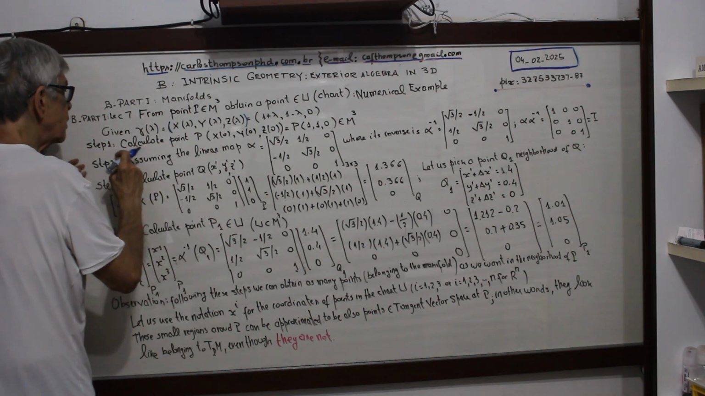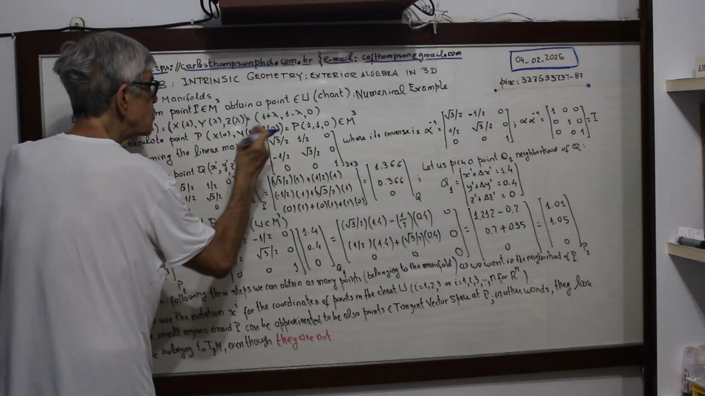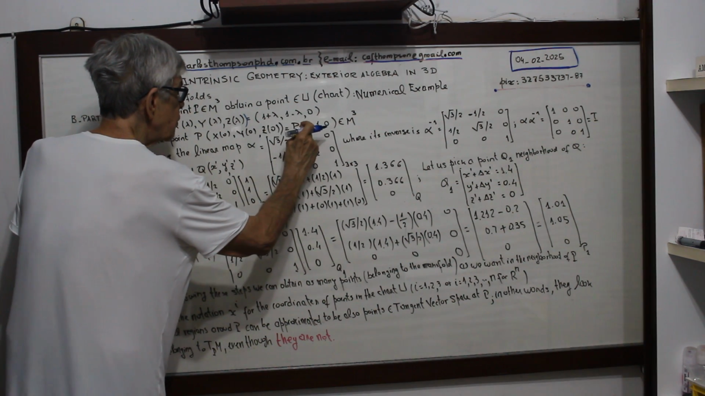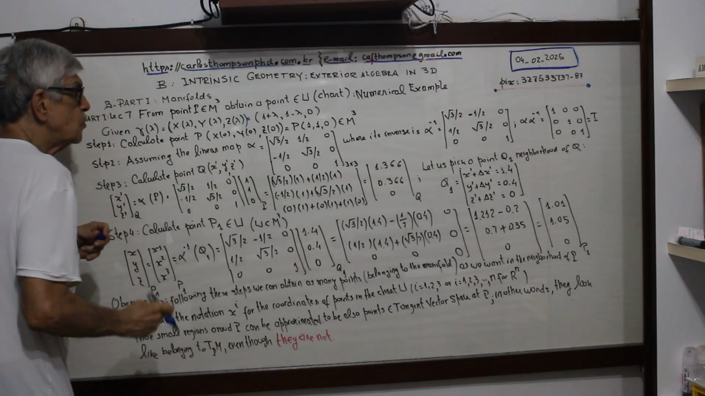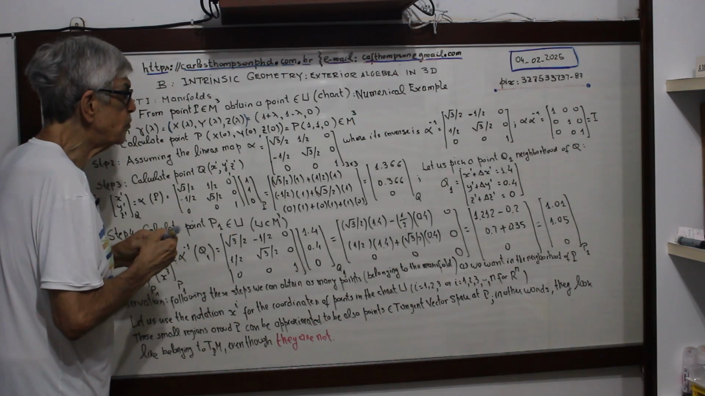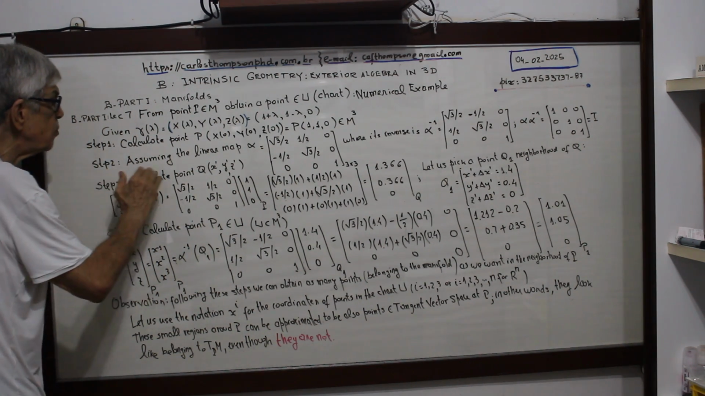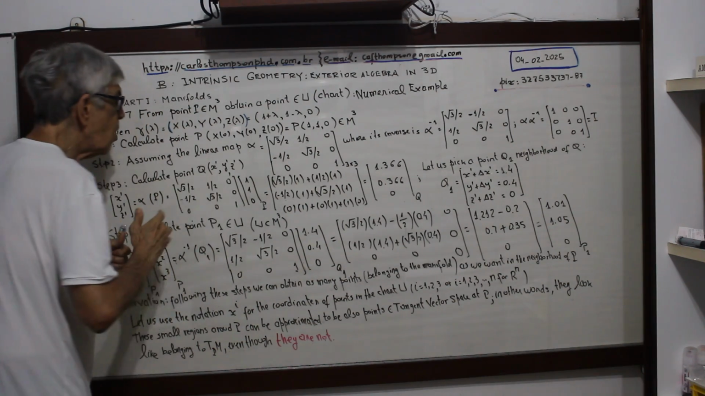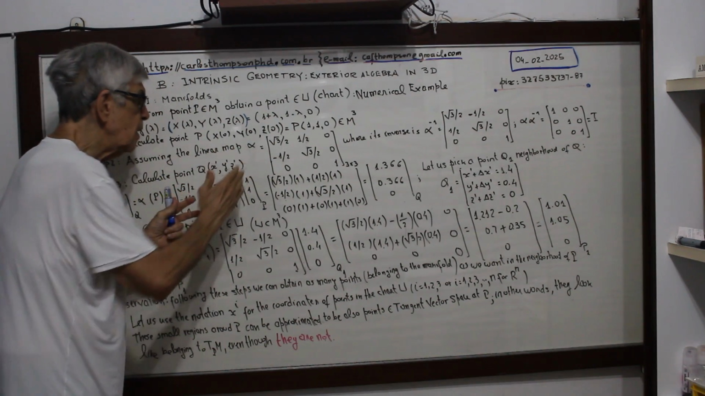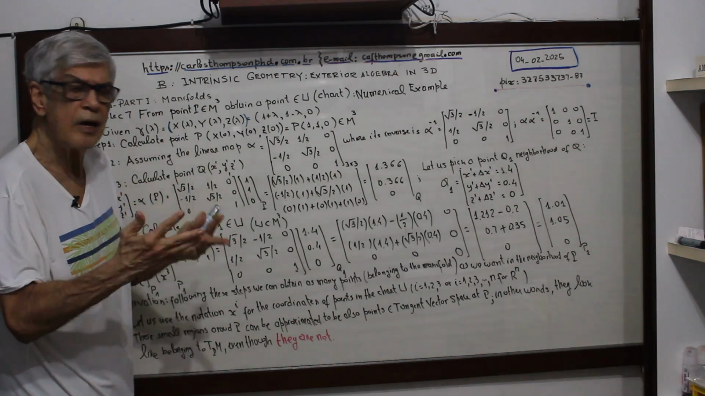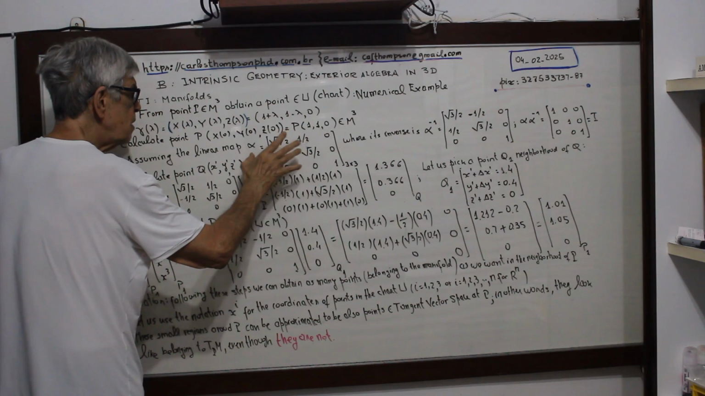So, step 1, calculate point P, x0, y0, z0. For lambda equal to 0, this will be 1, 1, and 0. Attention now, this point belongs to the manifold M3, okay? So, step 2, assuming a linear mapping, we call it a diffeomorphism, which has an inverse, well-behaved.